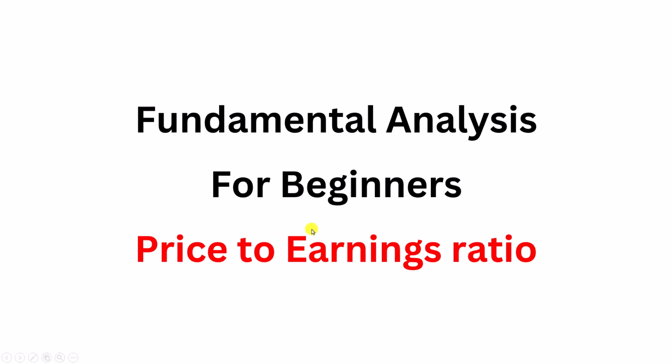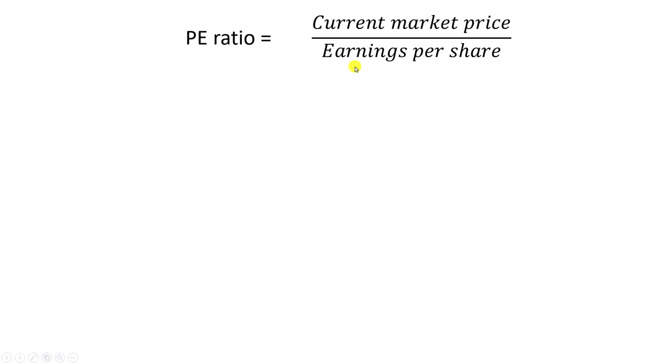Now, this is the formula to calculate PE ratio. PE ratio is equal to current market price divided by earnings per share. What is current market price?